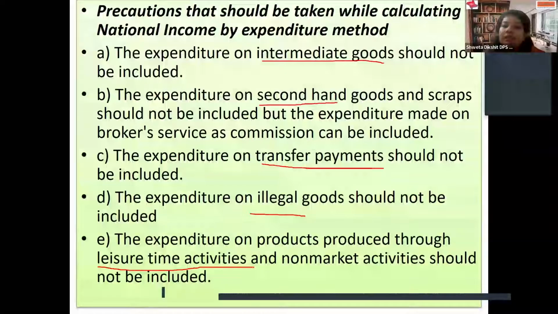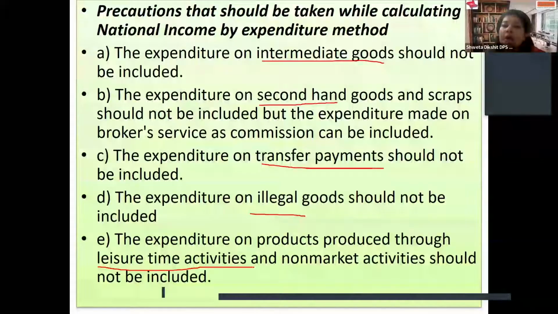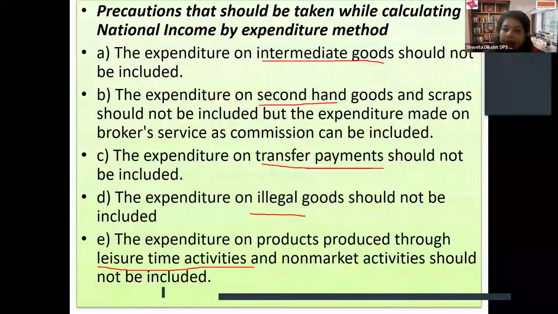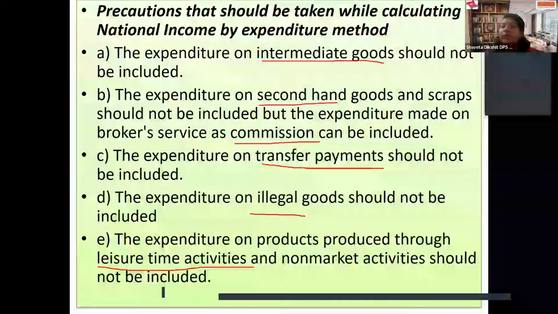Of course, the purchase and the sale of the second-hand goods are never part of national income in any of the methods. But nowadays, for the sale and the purchase of second-hand goods, we now take help of the broker services. Like for buying and selling car, there are so many companies helping us. So if you're taking the help of any such company, they have their own commission, which is known as brokerage or commission. So if you are giving them commission, this has to be included.